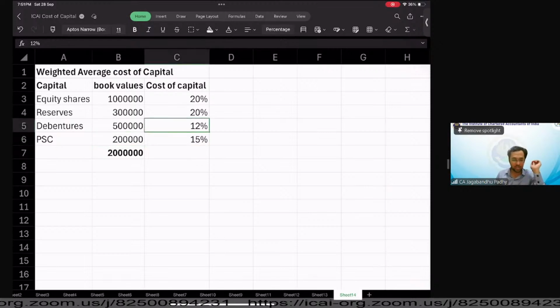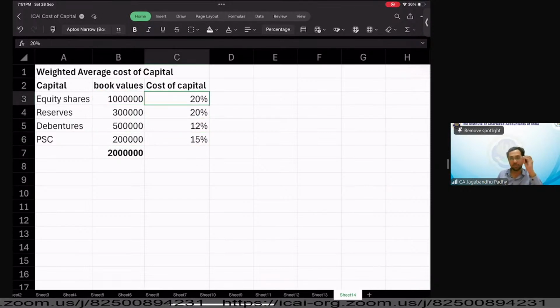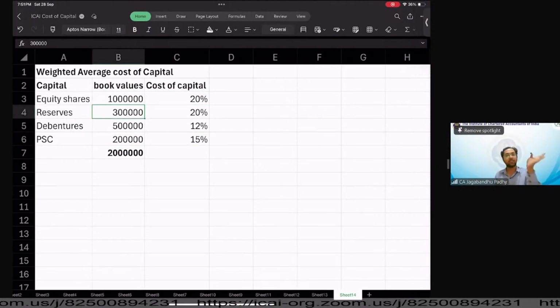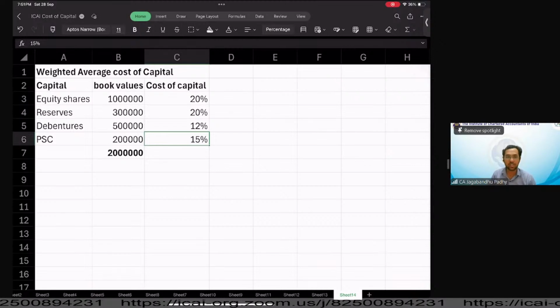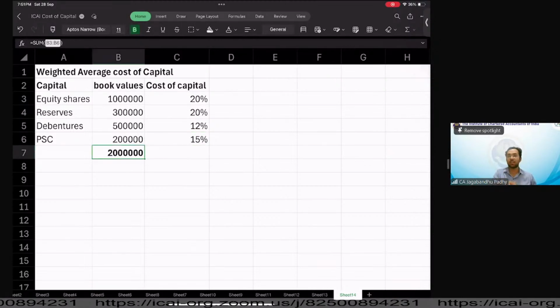Okay. So equity share capital is 10 lakh, on which we require 20%. On 3 lakh, we require 20%. On 5 lakh, we require 12%. On 2 lakh, we require 15%. Now my question is, what is the rate of return that we require on 20 lakhs? Can I say we'll take a weighted average?